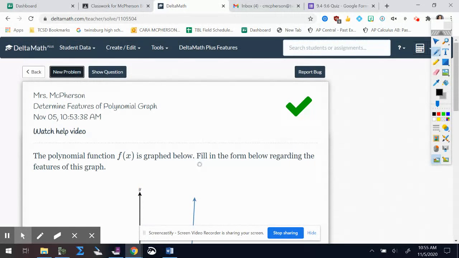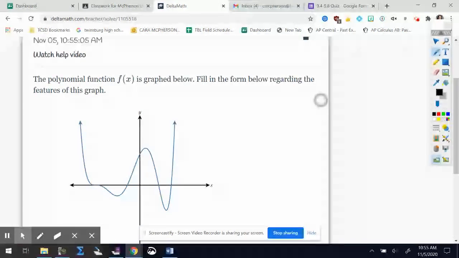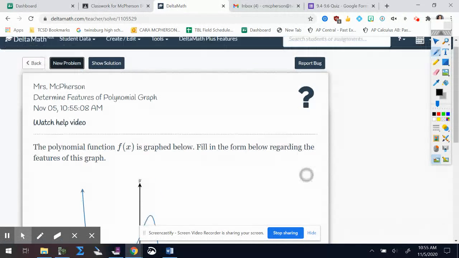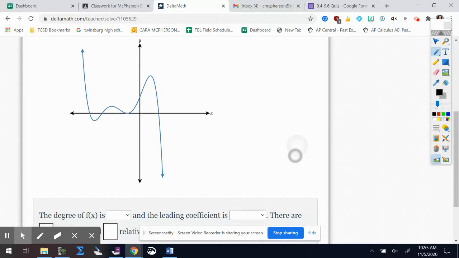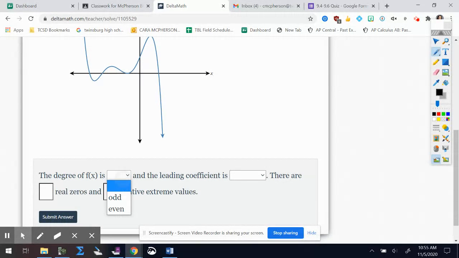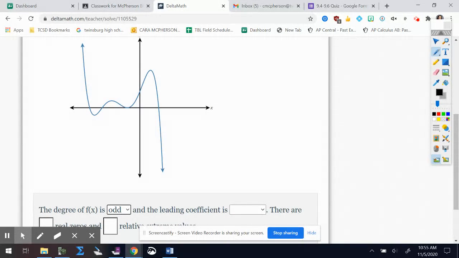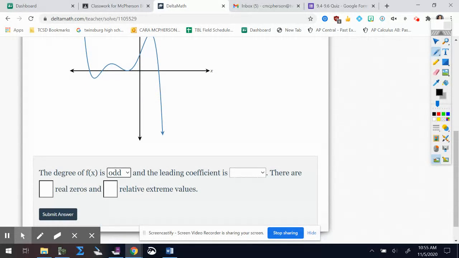I'm going to do one more with you. See if I can find one that's negative, just so you get to see that. All right, we'll do this one. So this one, the end behavior is doing opposite things. It's going up on the left. It's going down on the right. So this is definitely odd. Unlike the last one we did, this one is going up on the left side and down on the right, which means it must start out negative for that to happen.